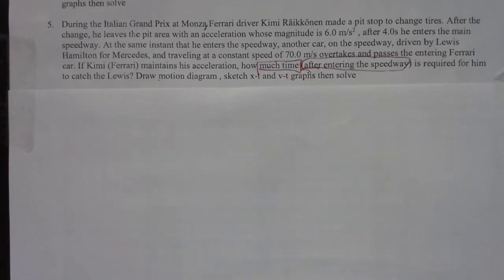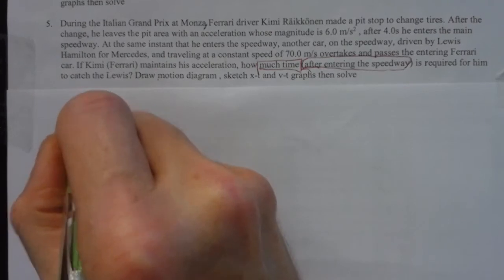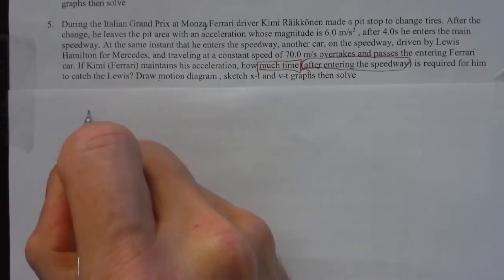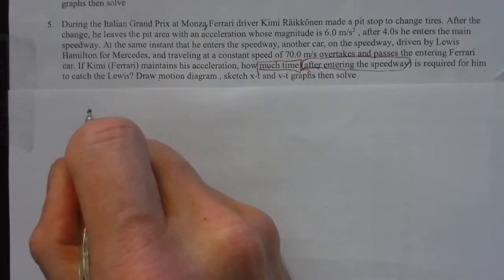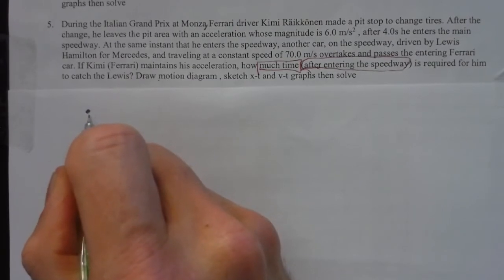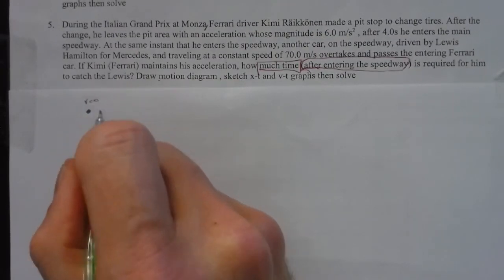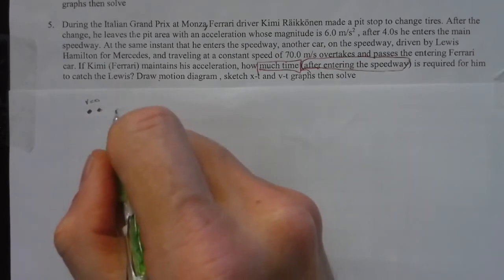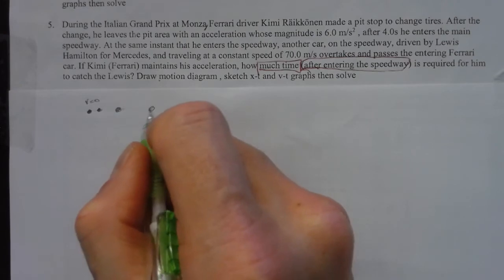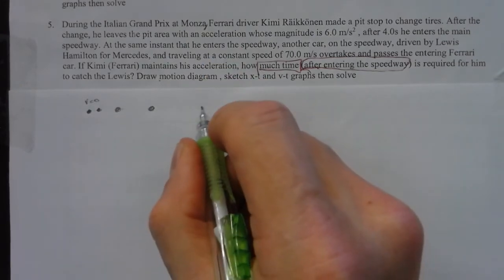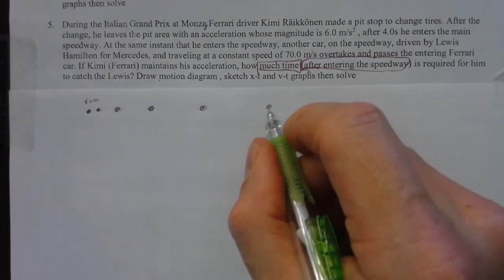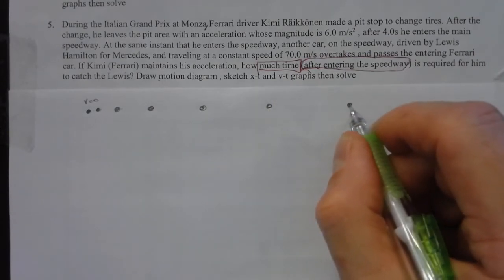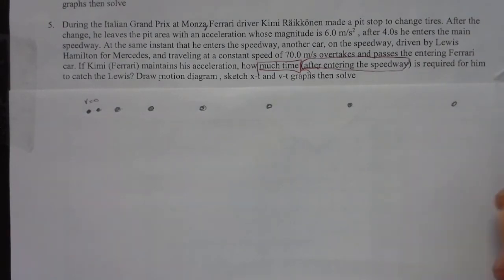So we want to draw a motion diagram, do some graphs, and then we're going to solve. So here's my motion diagram for Kimi. Kimi starts here, and he's at rest, right? So there, his velocity is 0. And he accelerates, so we show acceleration by ever-increasing spaces in our motion diagrams. All right, that's probably far enough.